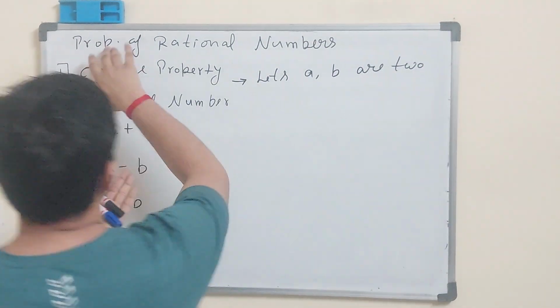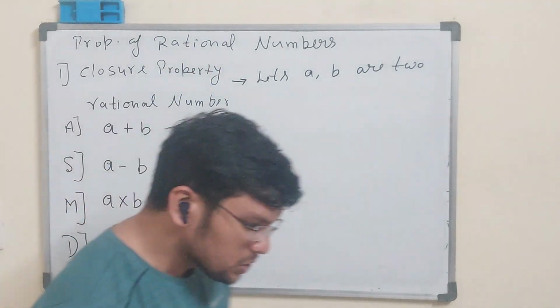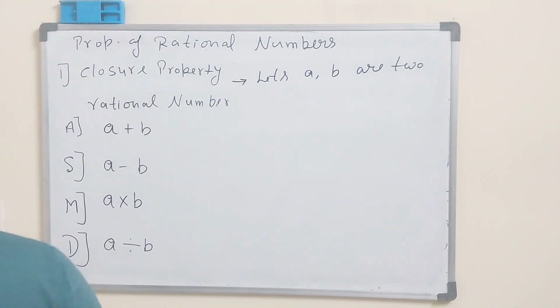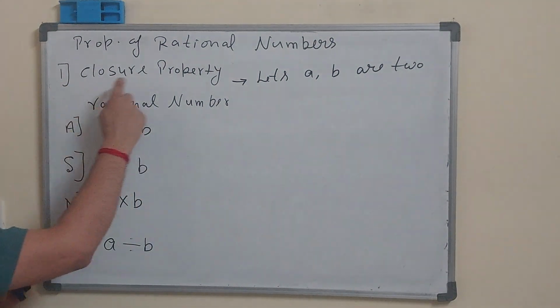Today we are going to discuss mathematics, and in today's topic we will cover properties of a rational number. So what are the properties of a rational number? In this class we will discuss. So the very first property is closure property.